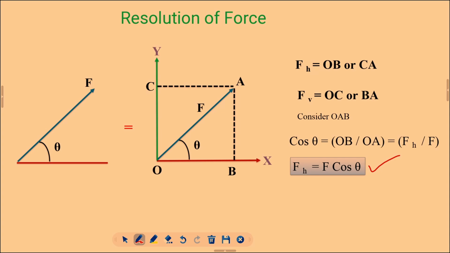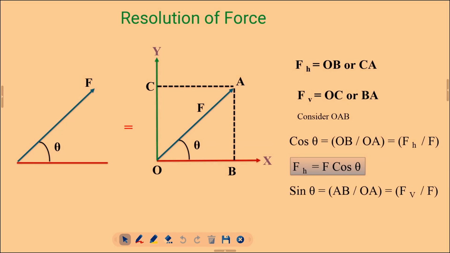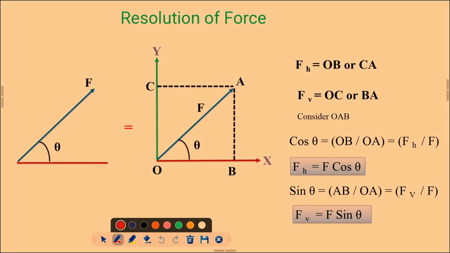Similarly, with respect to vertical, what will happen? FV, that is F suffix V, equal to F sin theta, that is sin theta is opposite by hypotenuse. Opposite is nothing but my AB, this distance. Hypotenuse is OA. So, opposite by hypotenuse gives you, for my consideration, I am just taking it as F suffix V is nothing but F sin theta.